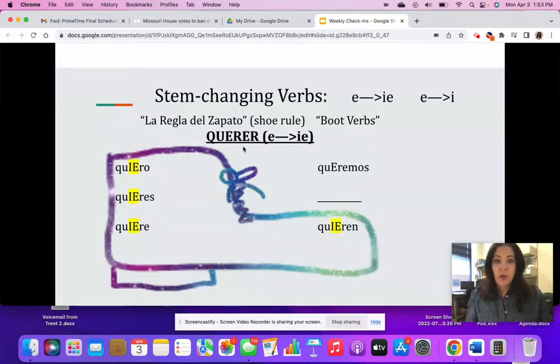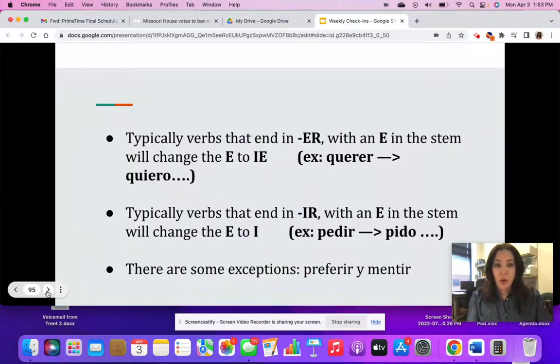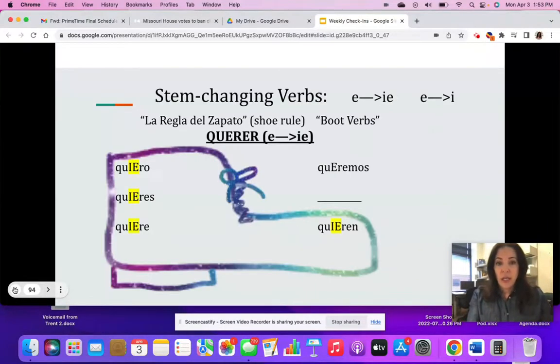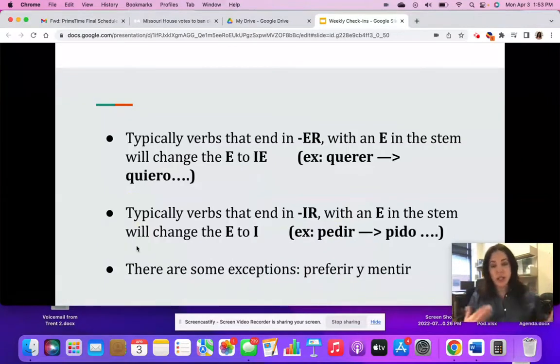So aquí tenemos el verbo querer. It has an E in the stem, and that E is going to change to IE, just like the other O to UE verbs. It only changes in the forms that are inside the boot. Then the other form or category of verbs that we have are the E to I. And so they function exactly the same.